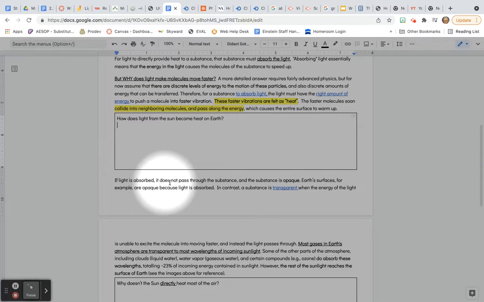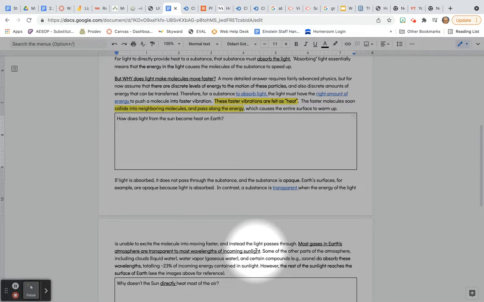If light is absorbed, it does not pass through the substance, and the substance is opaque. Earth's surfaces, for example, are opaque because light is absorbed. It doesn't just pass through. In contrast, a substance is transparent when the energy of the light is unable to excite the molecule into moving faster, and instead the light passes through. Most gases in Earth's atmosphere are transparent to most wavelengths of incoming sunlight.